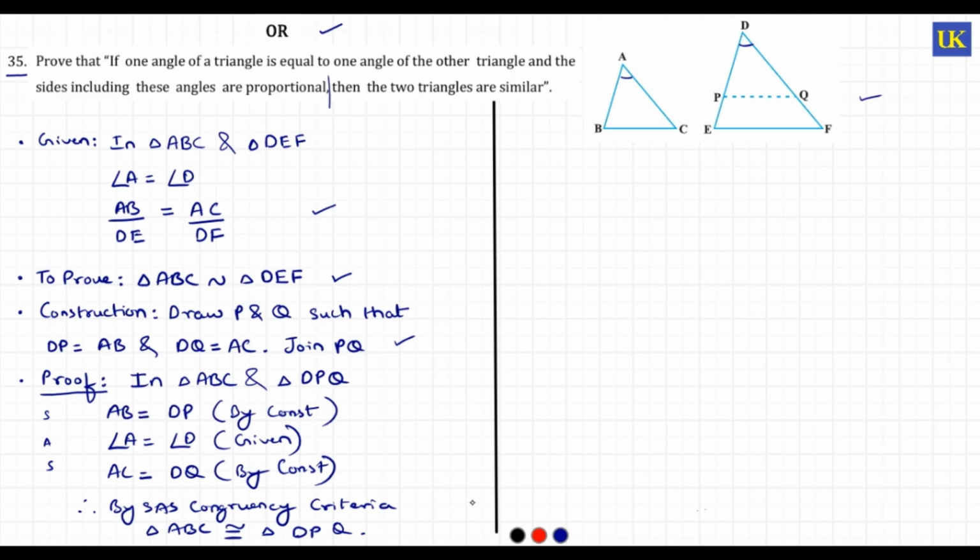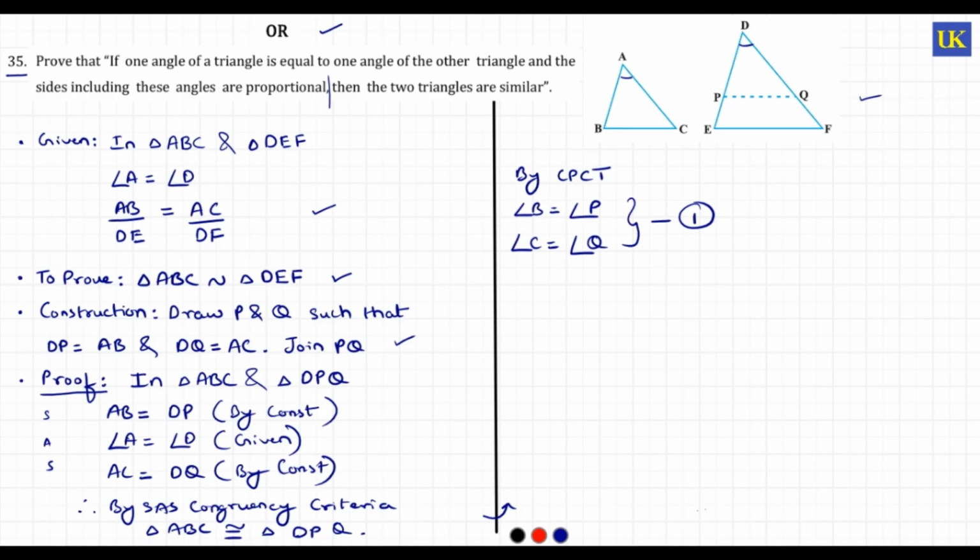Okay. So now I'll continue here. Now by CPCT, we know this, corresponding parts of congruent triangles. So we know this concept. So angle B is equal to angle P and angle C is equal to angle Q. And let me take both these things as equation 1 because I will be using it further.